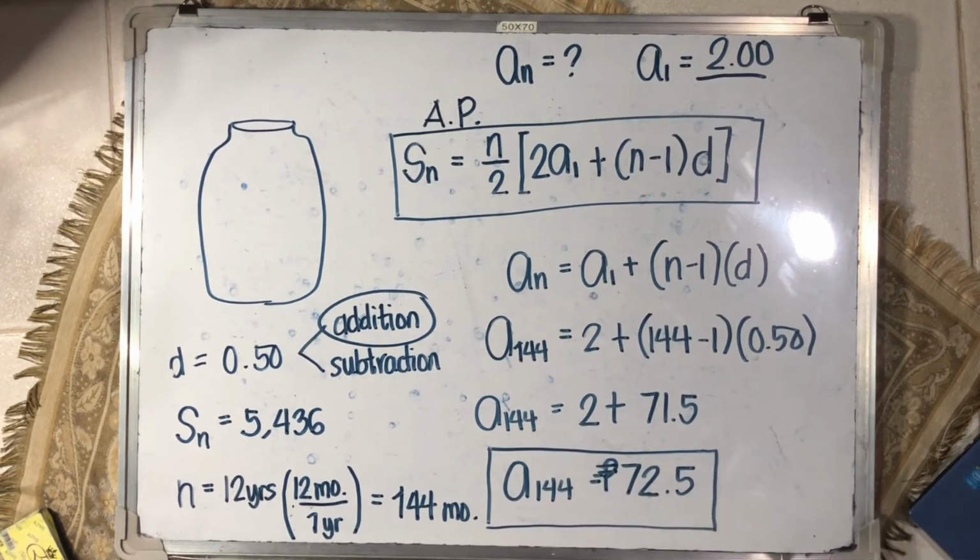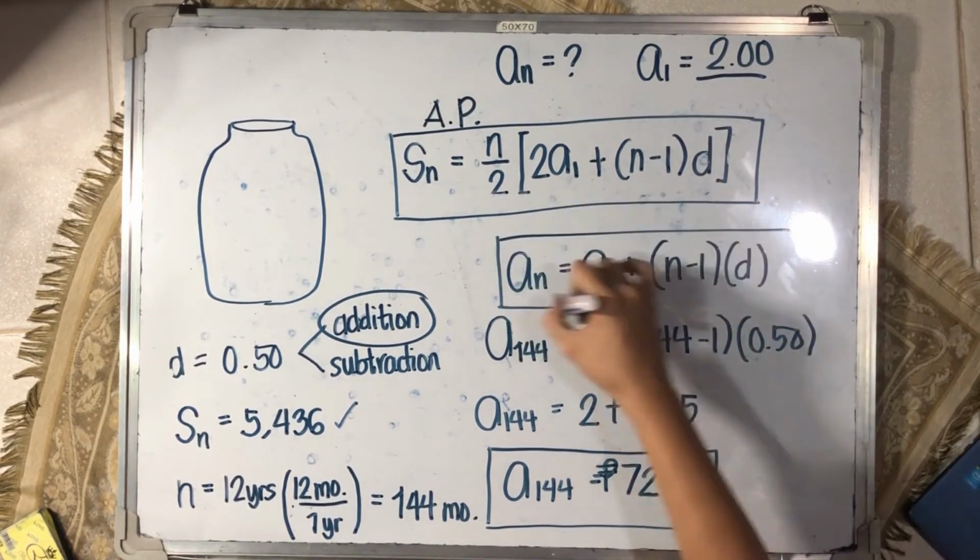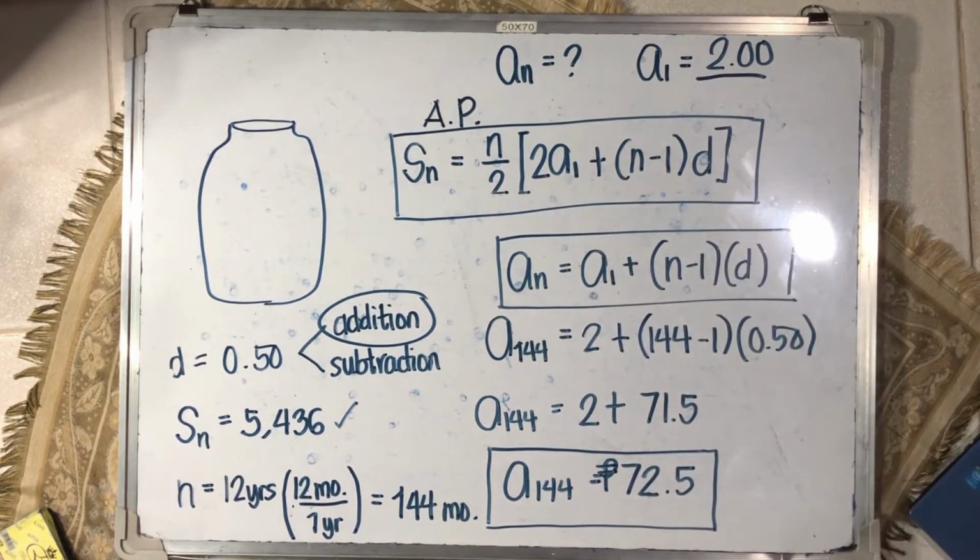And that made him a savings equivalent to 5,436. Okay? That's for arithmetic progression. Dalawang formula ang kailangan yung ma-familiarize for this one. So, we have another type of progression. Here's your geometric progression problems.